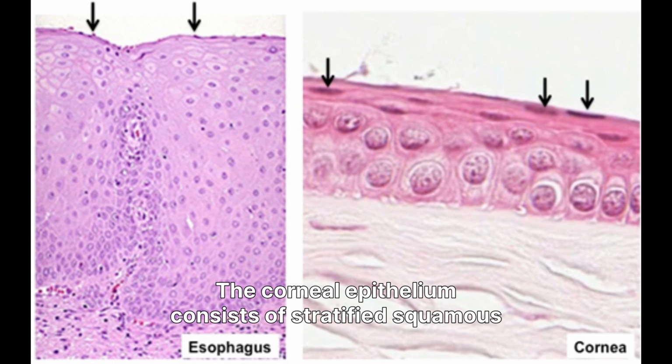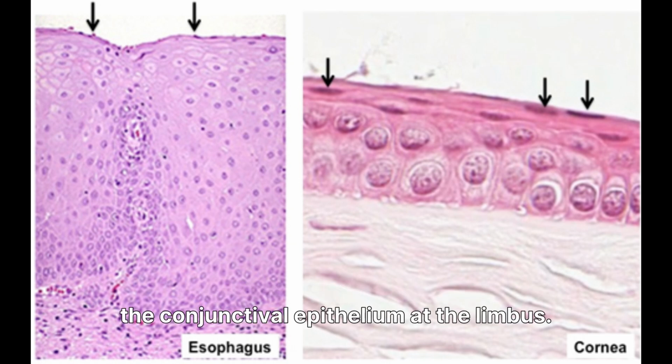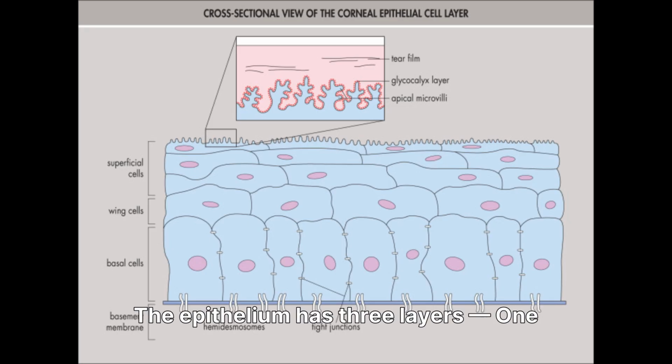The corneal epithelium consists of stratified squamous, non-keratinized epithelium, which is continuous with the conjunctival epithelium at the limbus. The epithelium has 3 layers. 1.